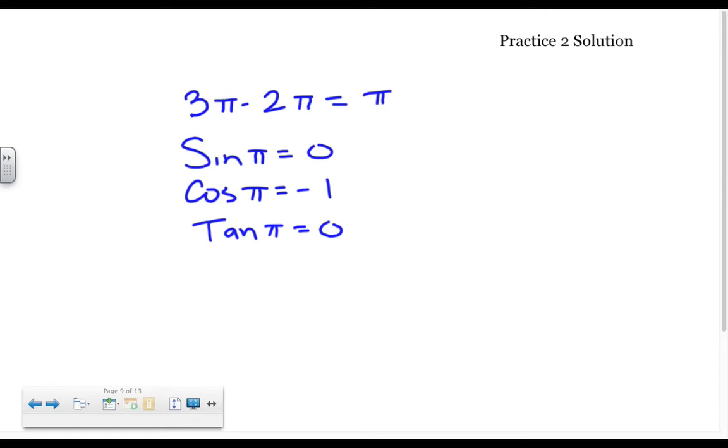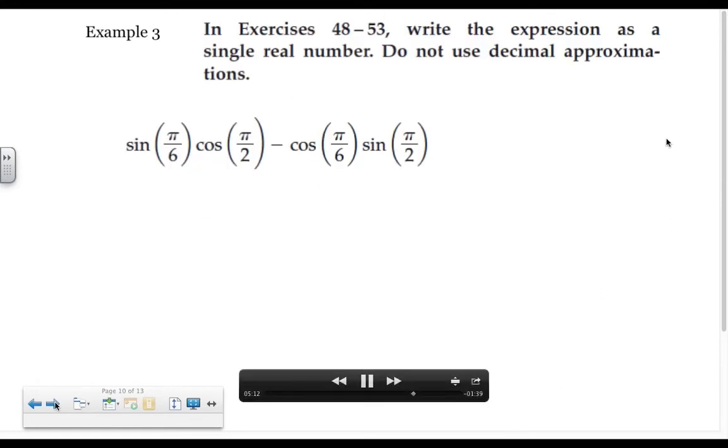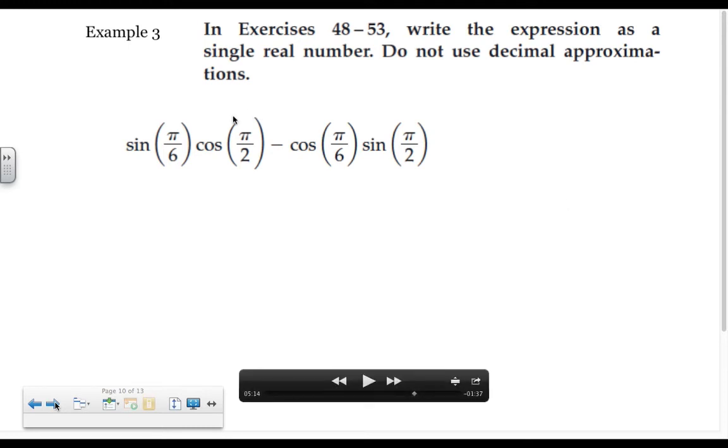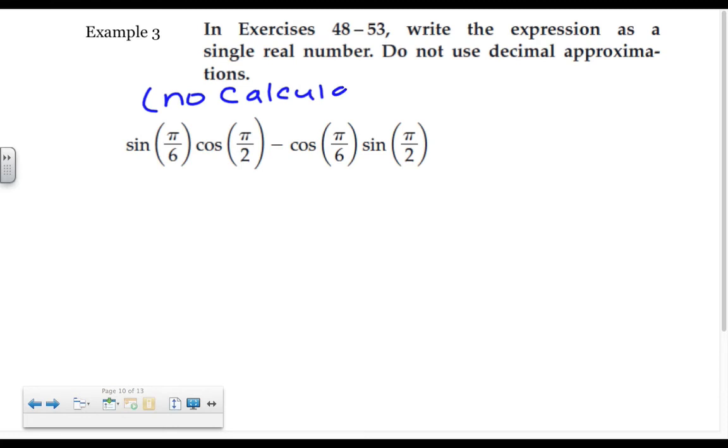Okay, last example, not quite as difficult as it appears. We're going to solve this problem without a calculator. Don't use decimals, don't use approximations. We want to solve it using a single real number. So this is sine of pi over 6 times cosine of pi over 2 minus cosine of pi over 6 times sine of pi over 2. So we're going to find each one of these first before we actually do the multiplication. You'll find that it will actually work out quite nicely.